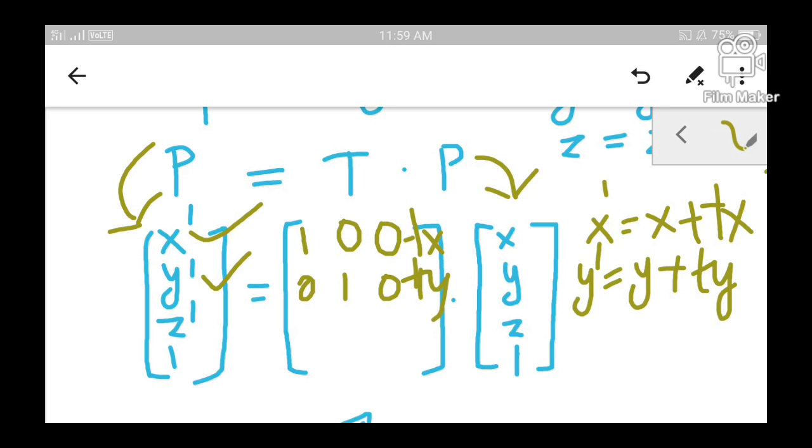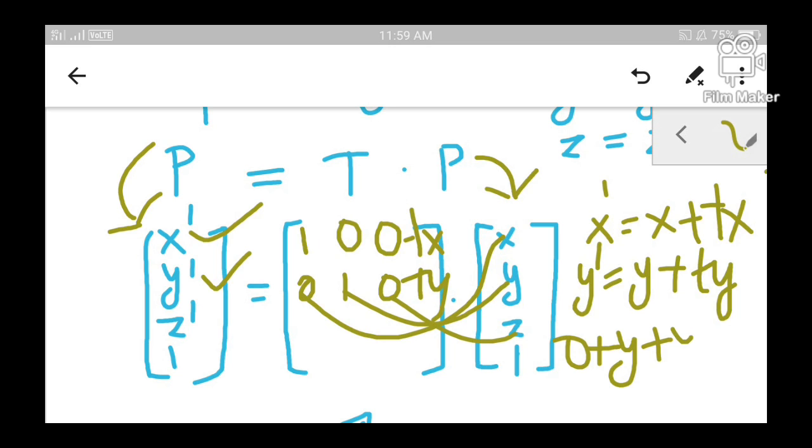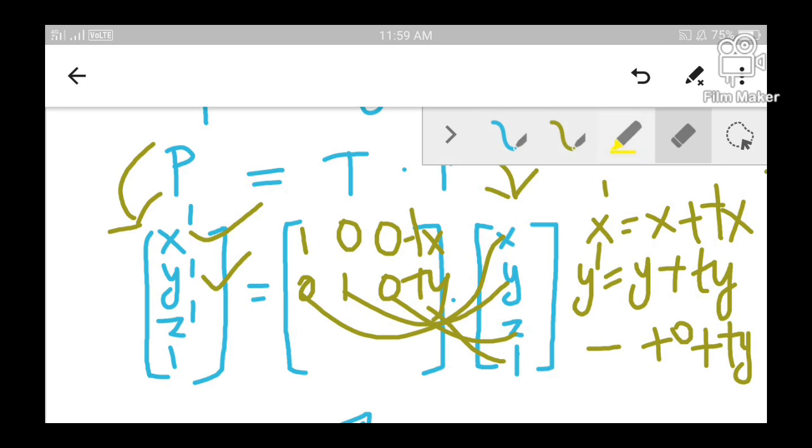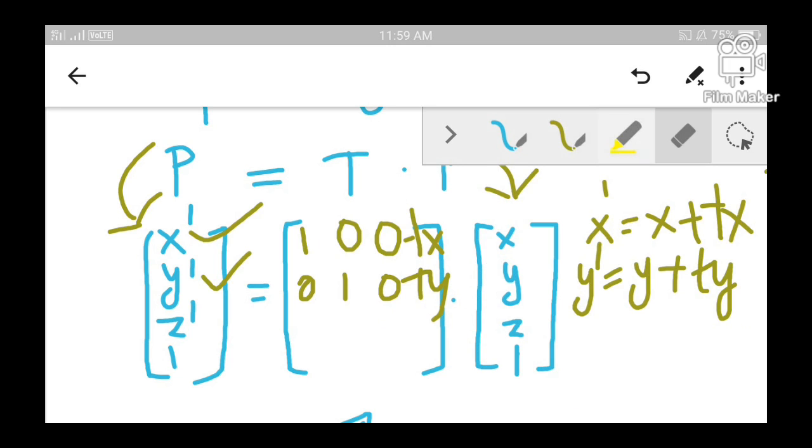Now shall we multiply? Okay, so 0 into x will give you 0 plus 1 into y will give you y. 0 into z will give you 0 plus ty into 1 will give you ty. So typically you will get the equation y plus ty. In this way, you got the values for the second row such that the equation of y dash becomes y plus ty.